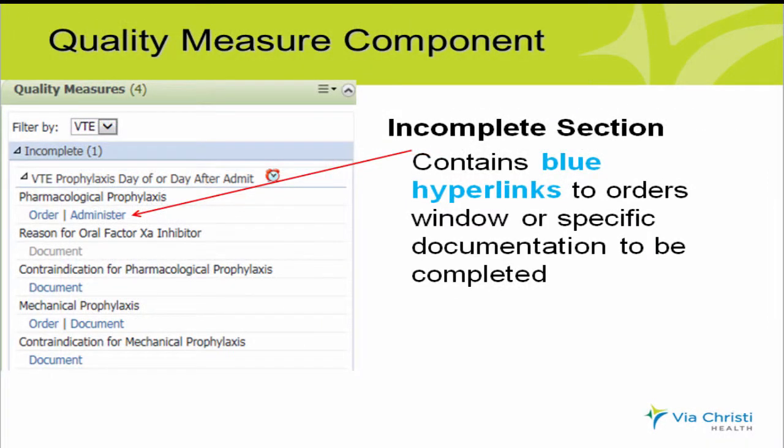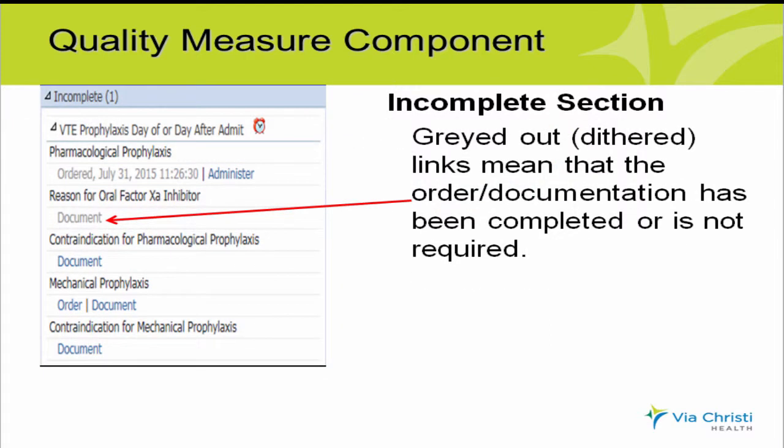In the incomplete section, you can see blue hyperlinks. Selecting these links will take you to the appropriate ordering or documentation screen in order to complete that measure. Some of the links may be grayed out. This means that the order or documentation for this measure has already been completed or is not required.